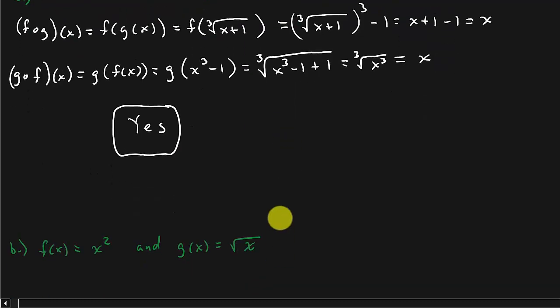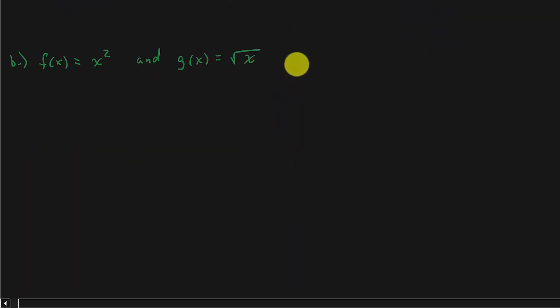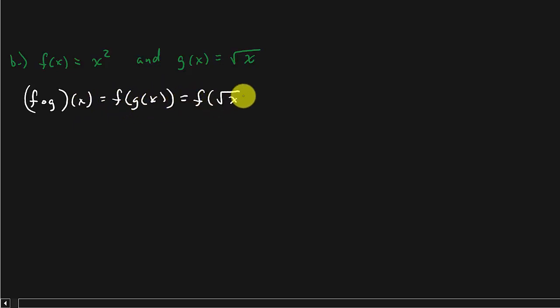All right, so how about this one? Let's do the same thing. So f circle g of x is equal to f of g of x, which is f of square root of x. And so here we plug the square root of x in for x. So that's square root of x, squared, which equals x. All right. So we're good on that one. That one's fine.